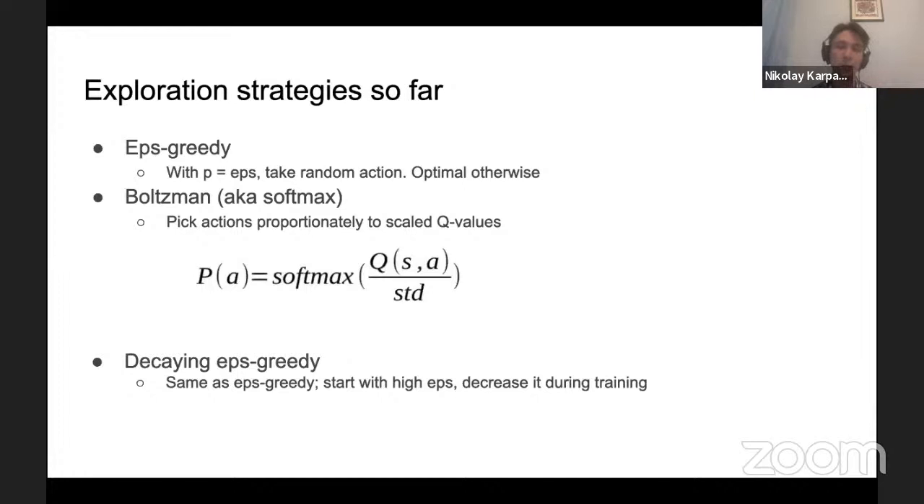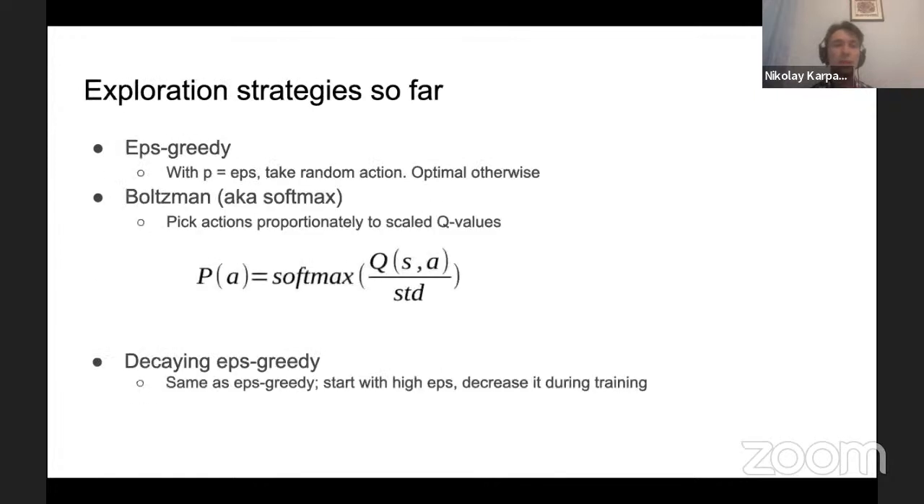This will resolve some problems where a lot of actions have similar Q values. We would not pick only the highest, we would select them with relatively equal probabilities. We can also introduce a temperature here, given by STD in this formula. And this temperature can regulate the extent between greedy sampling and uniform selection. So those are the strategies that we have seen.